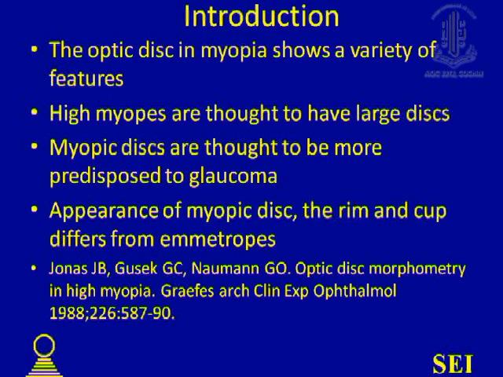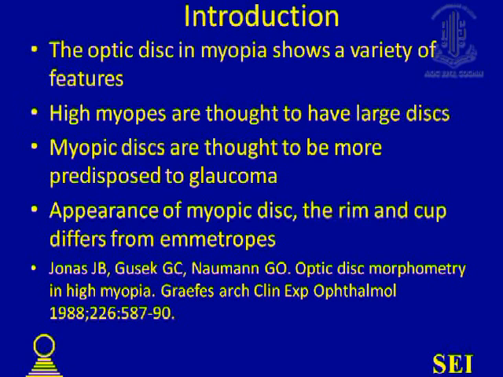High myopes are thought to have large discs, and myopic discs are thought to be more predisposed to glaucoma. In fact, Professor Yost, who's done a lot of work on the optic disc, often used to say in his talks that every myopic disc should be considered to be glaucomatous unless proved otherwise. I think clinically that is good fundamental, so that when we're looking at the myopic disc, we think about whether this patient has glaucoma or not.